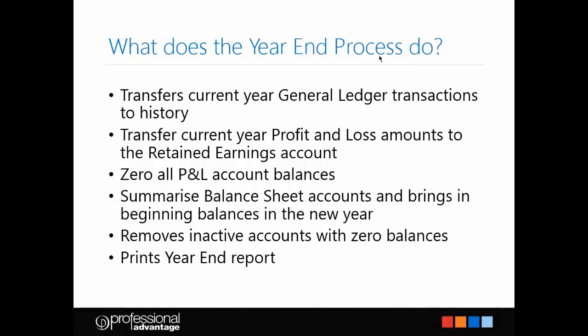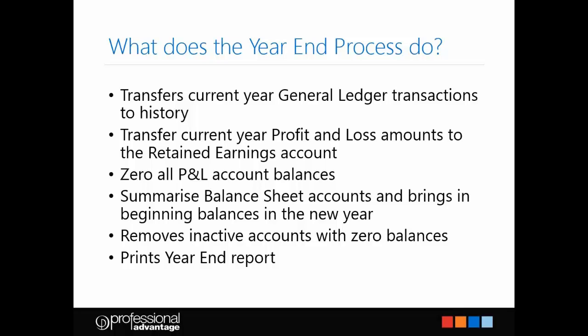The first thing that we can talk about is that when we do the year-end process, the system is doing a lot of data shuffling. It transfers current year GL transactions into history. As part of the year-end process, there are tables behind the GP application. According to the transaction date, we're saying, okay, this transaction, because of your date, falls into the closing financial year. I'm going to move it into history.